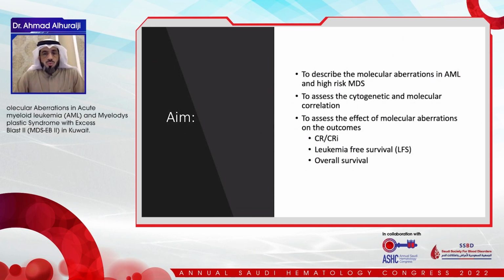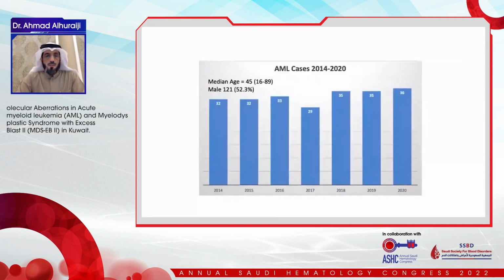Therefore, we're aiming here to describe the molecular operation in AML and high-risk MDS, to assess the cytogenetics and molecular correlation as well, and to further assess the effect of molecular operation on the outcome, for example, the overall response rates, the leukemia-free survival, and overall survival.